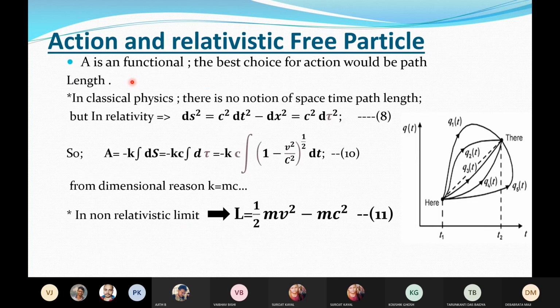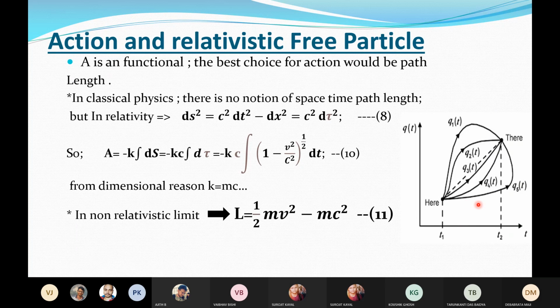And next we will discuss the action and the expression for action for a relativistic free particle. As I pointed out, action is a functional, so the best choice would be the path length, because a quantum particle can propagate through different paths, and what could be the best choice for it to be an action, because if we take action as a path length in space time, it will automatically have a different value for different paths.